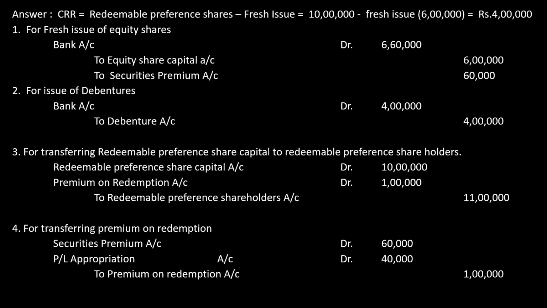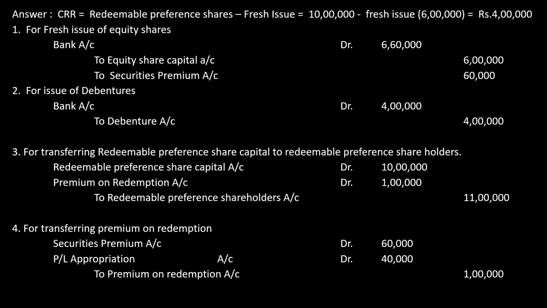That is CRR. Now for the fresh issue, I'll write the entry. Fresh issue is made at 10% premium, isn't it? Bank account debit, equity share capital to security premium, 60,000 is there. Then the debenture is also issued. Bank to debentures 4 lakh. This is the first new entry.